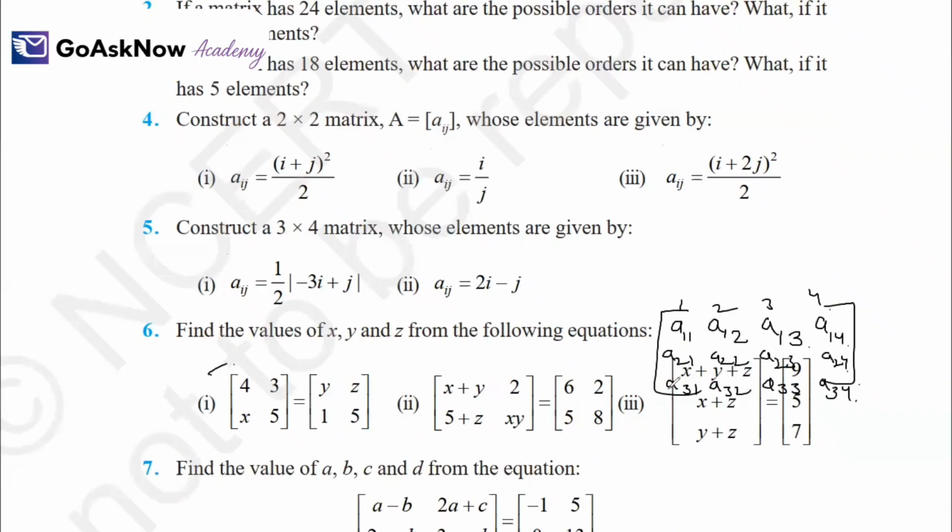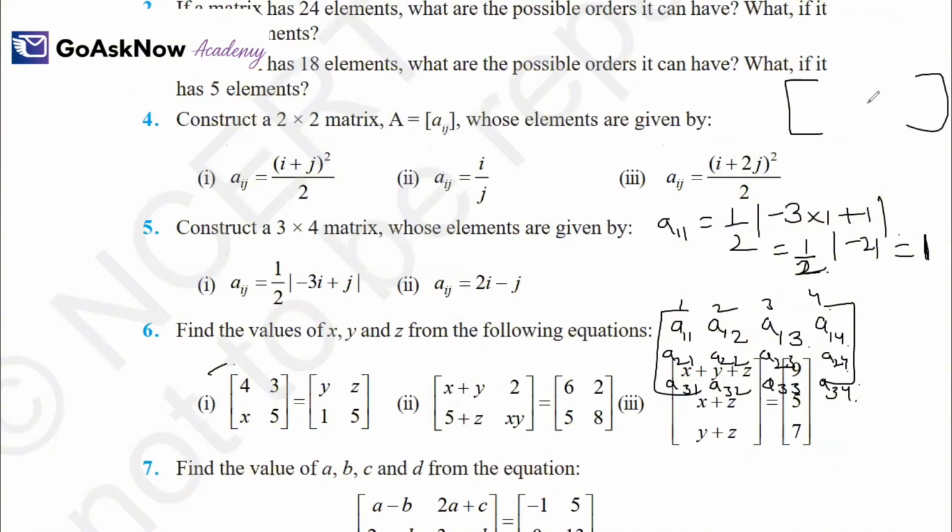For the first element, what should the value be? It will be A11 and it should have the value half mod of minus 3 plus 1, since the i value is 1 and the j value is also 1. Just solve it. You will get half, and in the mod you will get minus 3 plus 1, that is minus 2, and mod of minus 2 is only 2. So you will get the answer as 1 because the half is also there. The first element is 1. Just start to fill it in.